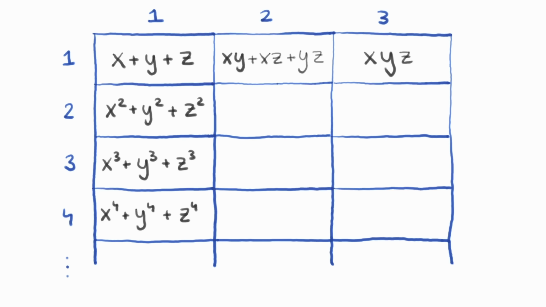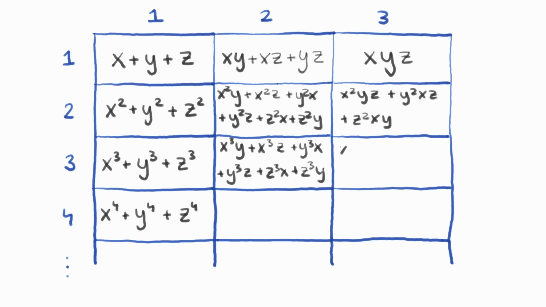For example, let's focus on the slot in the third row and second column of the table. The expression that lives here is the sum of all possible terms made up of two variables, with the first variable raised to the power of 3. Following the same pattern, let's now fill in the other terms as well.